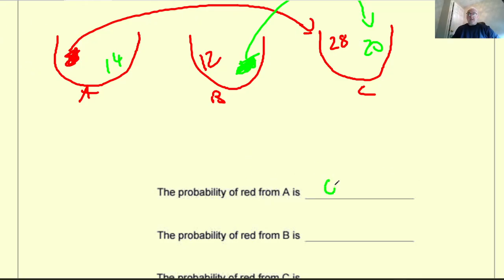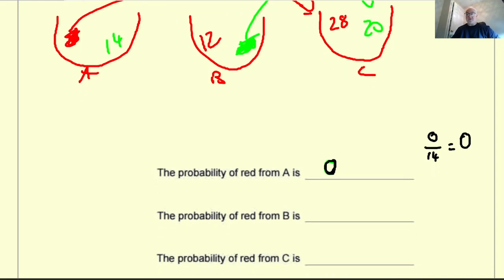So the probability of a red from A is, well, I've taken all the red out. So the probability must be 0. There are 0 red discs in there. There's only 14 green discs. The other thing is 0 out of 14, while it is correct, would always be written as 0. So anytime I've got 0 on the top of a fraction, always write it fully as 0, not as a fraction.